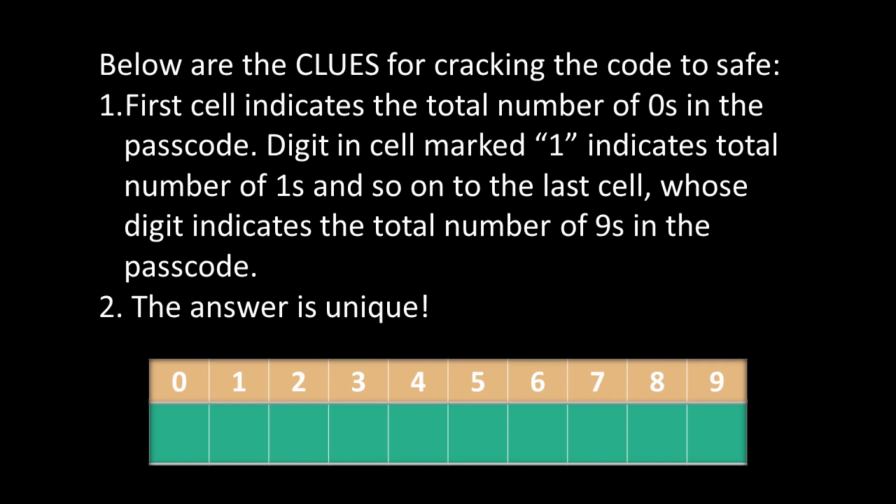Clue number 1. The first cell indicates the total number of zeros present in the passcode. The digit in cell marked 1 indicates the total number of ones present in the passcode. The digit in cell marked 2 indicates the total number of 2s present in the passcode, and so on to the last cell, whose digit indicates the total number of 9s present in the passcode.